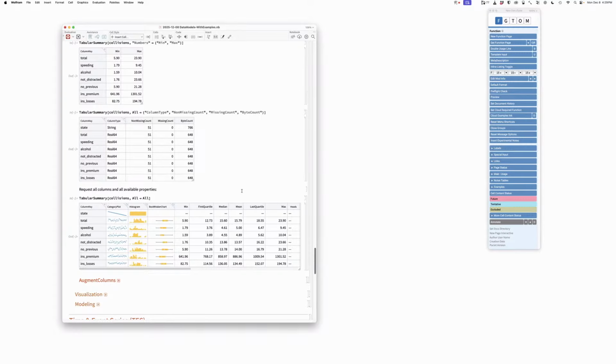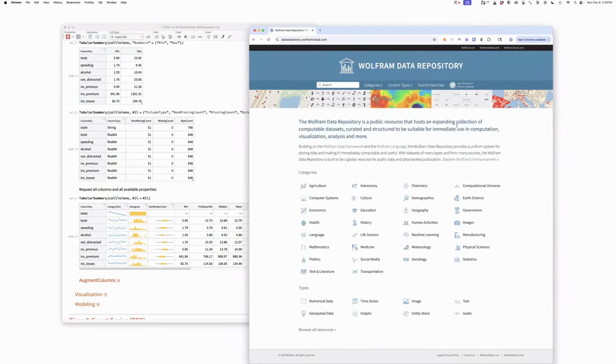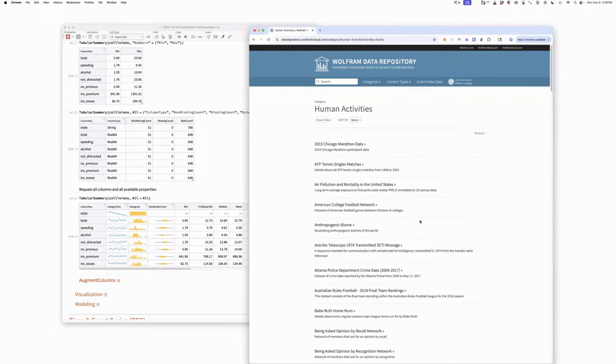See what it does. Let's try it. Here we go. Is there a way to get a random data source? What would you like? Human activities. What about that?